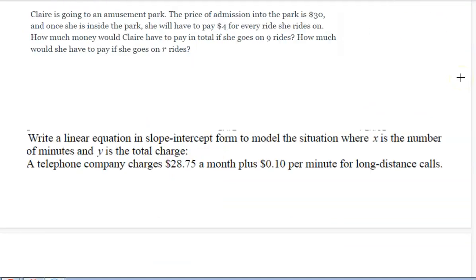Claire is going to an amusement park. The price of admission into the park is $30, and when she's inside the park, she'll have to pay $4 for every ride she rides on.